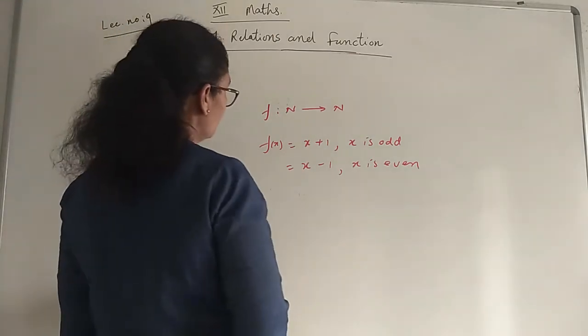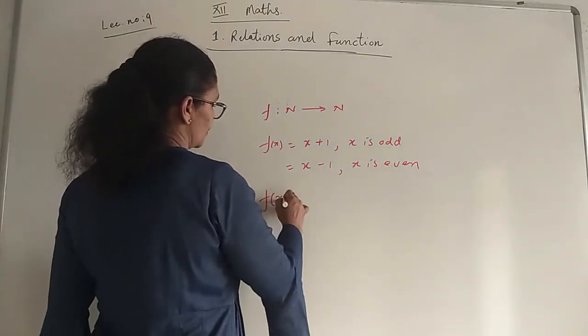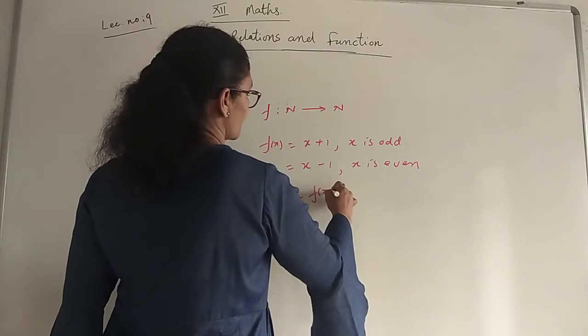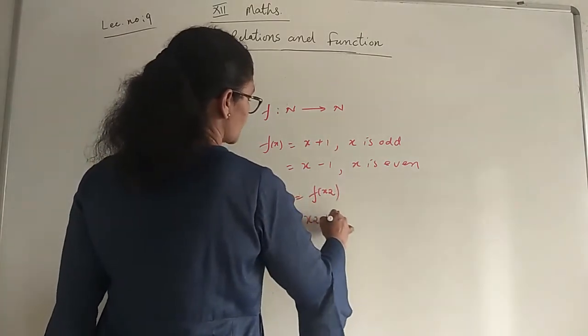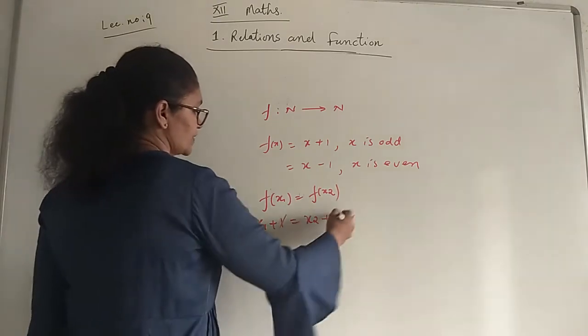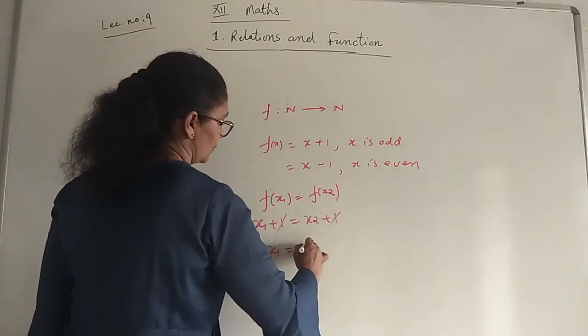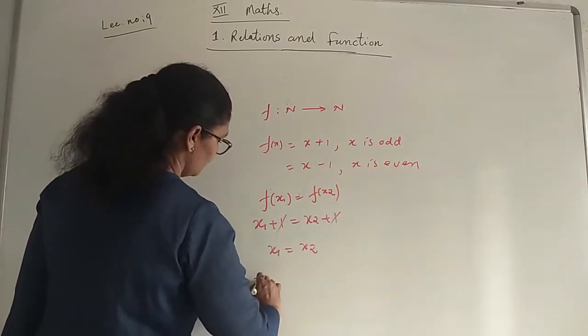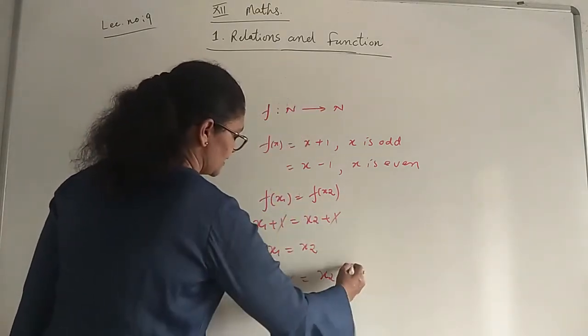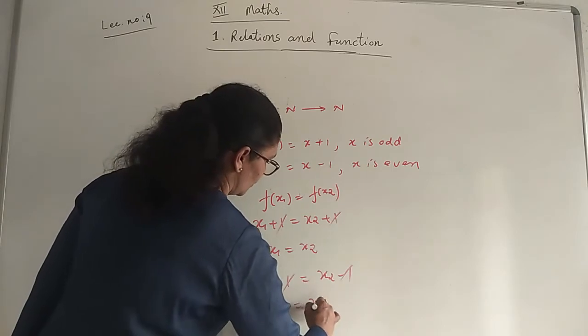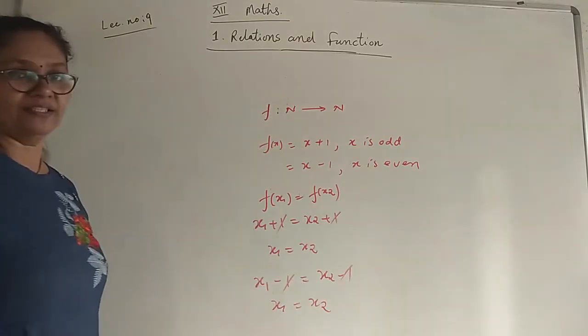Okay, by definition what you can write? f of x1 equal to f of x2. Let's take x1 plus 1 equal to x2 plus 1. From both sides 1 cancels, x1 equal to x2. Similar thing we can do, x1 minus 1 equal to x2 minus 1. From both sides minus 1 cancels, x1 equal to x2. So we have proved by the definition.